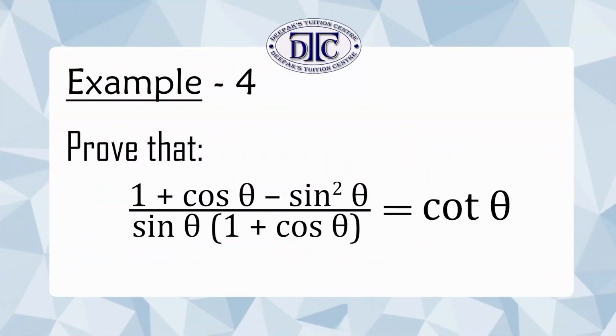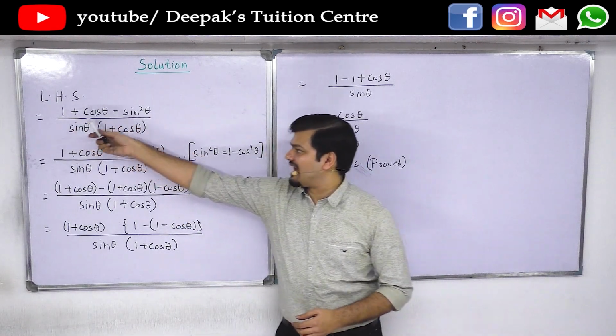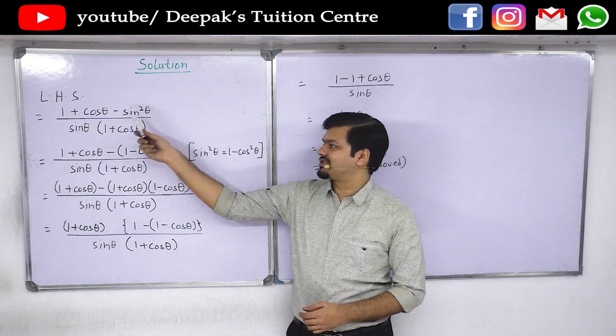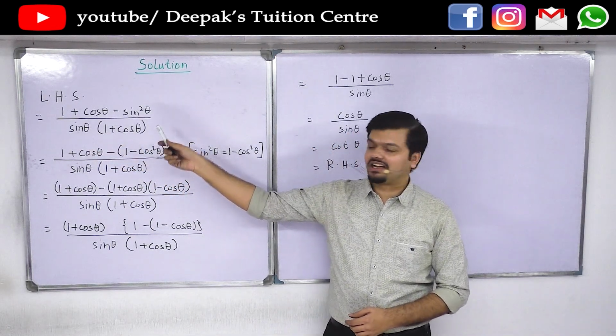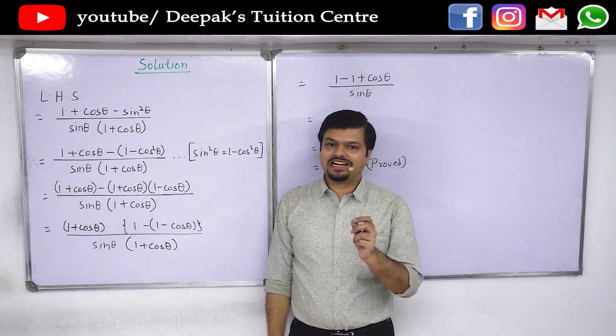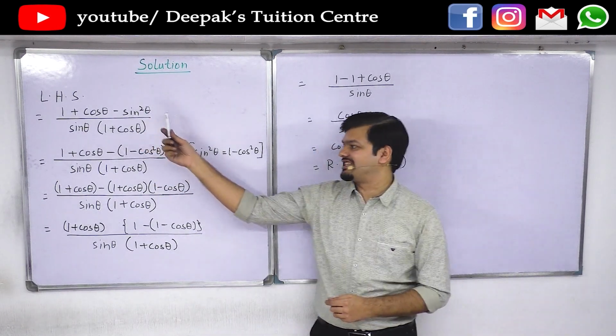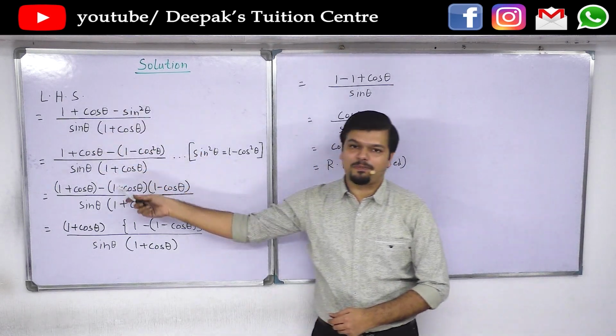Prove that (1 plus cos theta minus sin square theta) whole divided by sin theta into (1 plus cos theta) is equal to cot theta. So LHS is equal to (1 plus cos theta minus sin square theta) whole divided by sin theta into (1 plus cos theta). Since the value of sin square theta is 1 minus cos square theta, we did it in identities, we replace sin square theta by 1 minus cos square theta. Rest everything gets copy pasted.